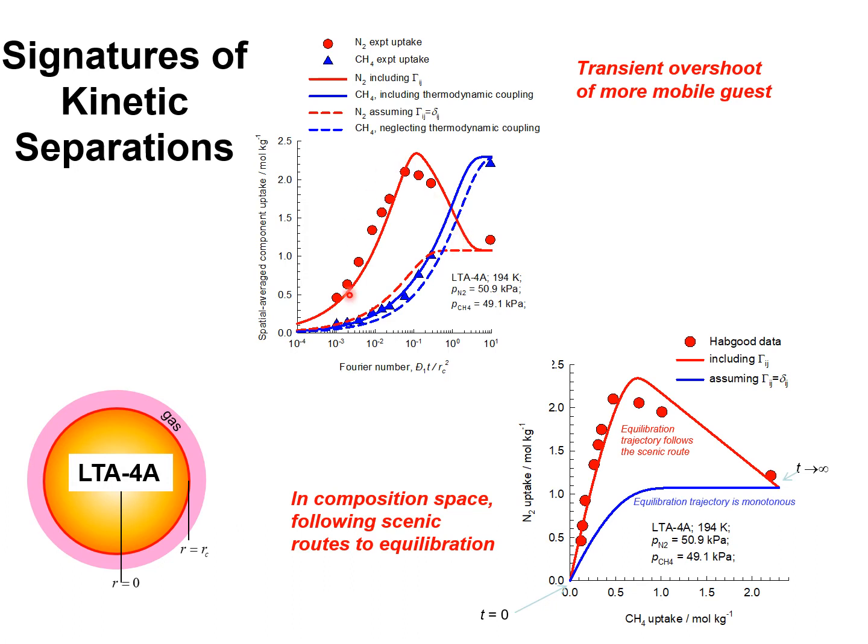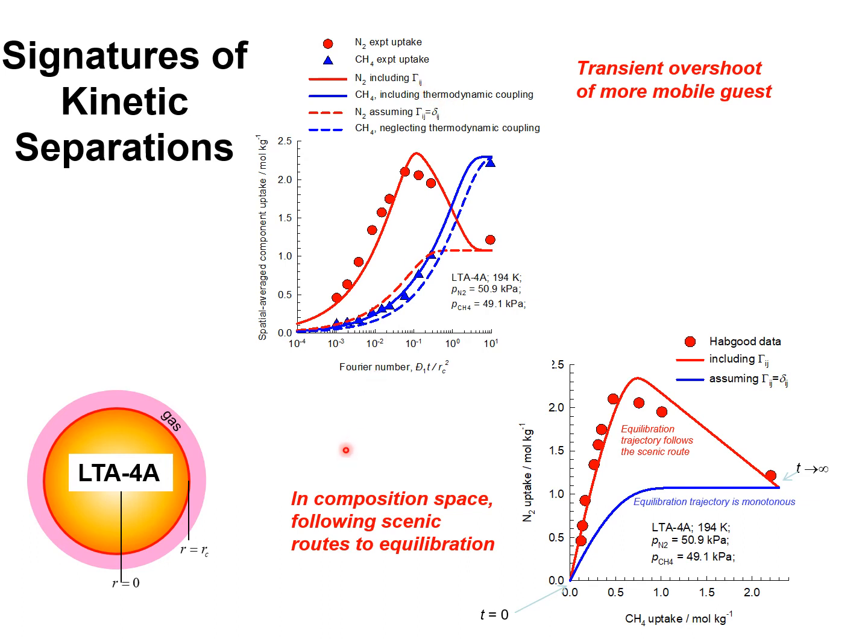The continuous solid lines are the simulation results in which the thermodynamic correction factors are duly accounted for. The dashed lines are the corresponding simulation results in which the thermodynamic correction factors are ignored, and the matrix of thermodynamic factors is taken to be the identity matrix. We note that there is good agreement between the experimental data of Habgood and the simulations in which gamma ij is properly accounted for.